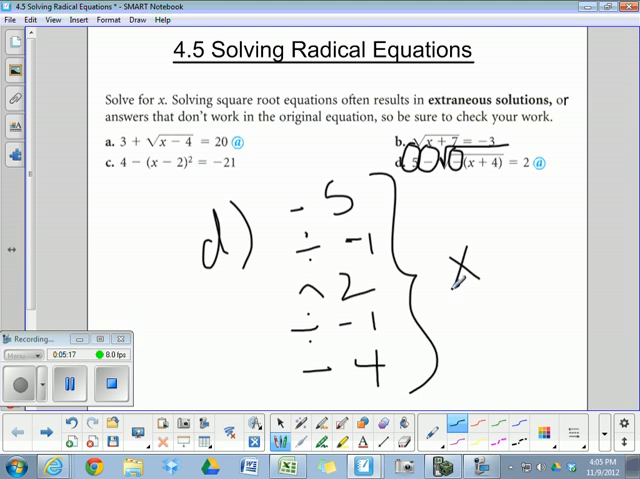Don't forget at the end of that one, check x back into this equation. Make sure it's not extraneous.